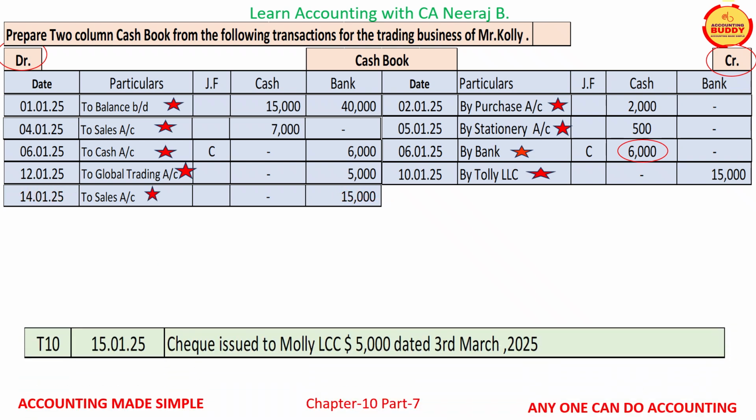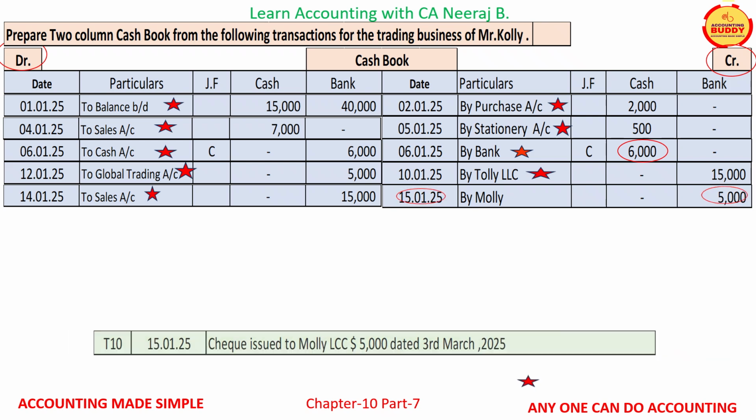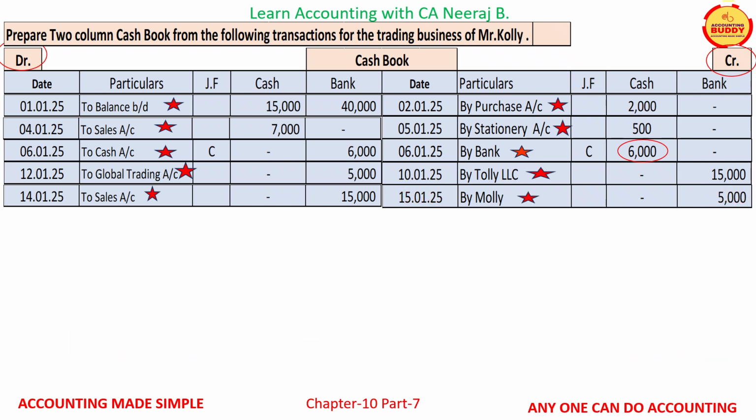Transaction T10 is on 15th of January 25. The business issued a check dated 3rd of March 25 to Molly LLC for $5,000. In this transaction, since the payment is made by the business by issuing a post-dated check, it will still be recorded in the bank column on the right-hand credit side of the cash book for $5,000 on 15th of January 25 by writing the words by Molly account.